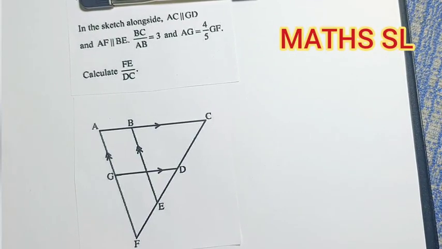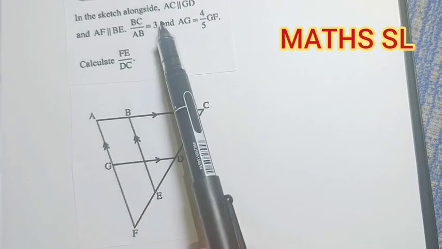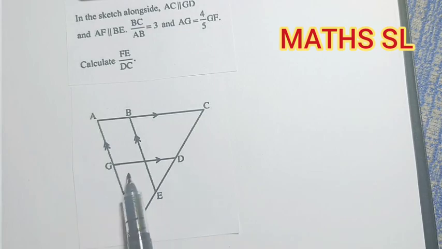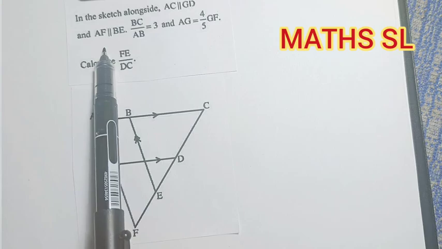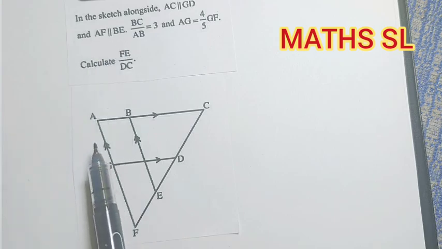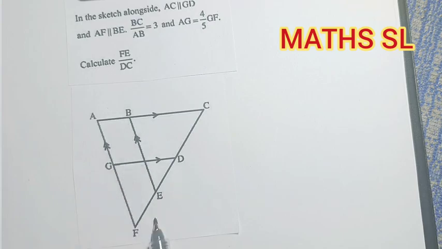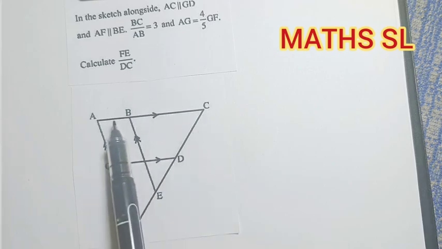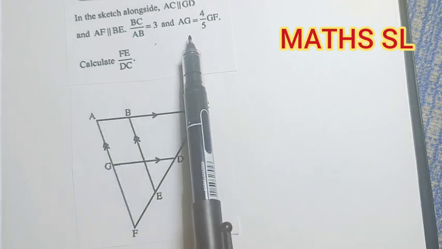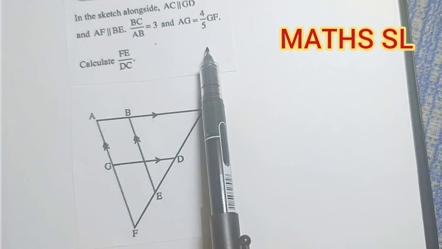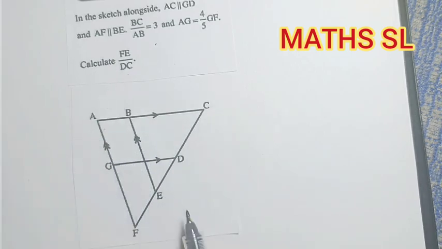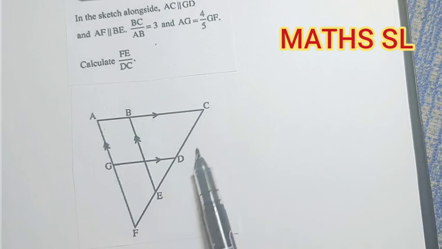I'm Saqib Latif. The question says AC is parallel to GD, and the second is AF parallel to BE. Now, BC over AB is equal to 3, and AG is equal to 4 over 5 GF. Then calculate FE over DC. So we need to calculate this FE over DC.